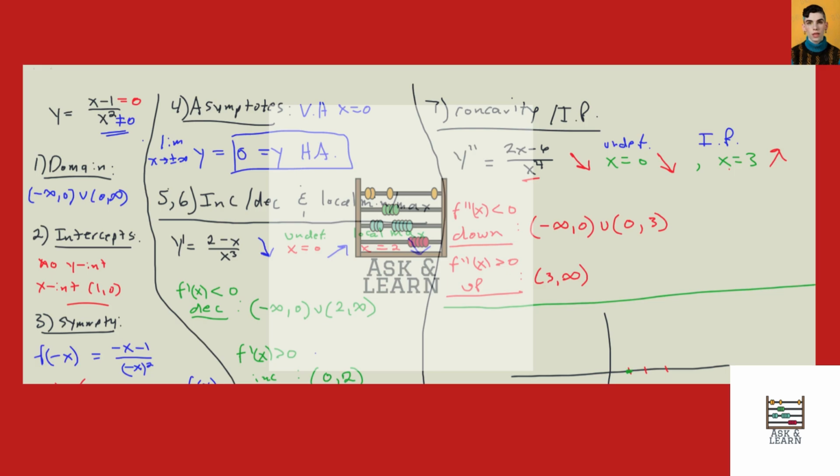We had no symmetry. We know that we have a horizontal and vertical asymptote at 0 for each. So y is equal to 0, we have 1, and then also x is equal to 0. We have asymptotes. We know that we'll have a local max at x is equal to 2. So 1, 2. So there's a local max somewhere around there, and then we also have a point of inflection at x is equal to 3.